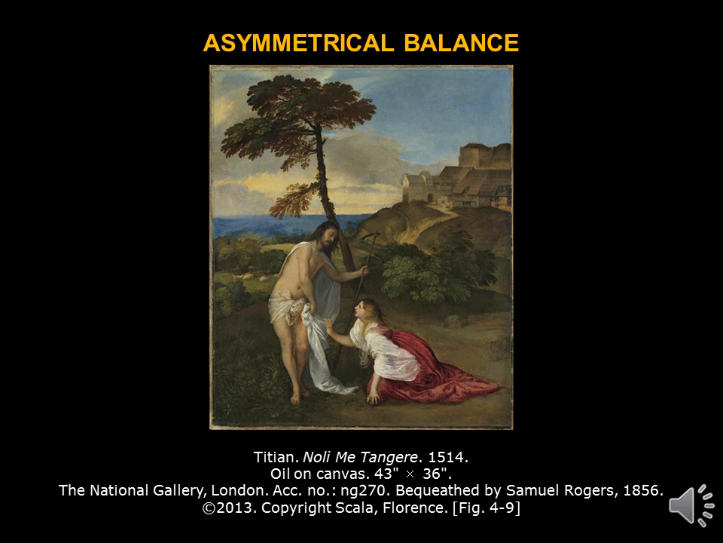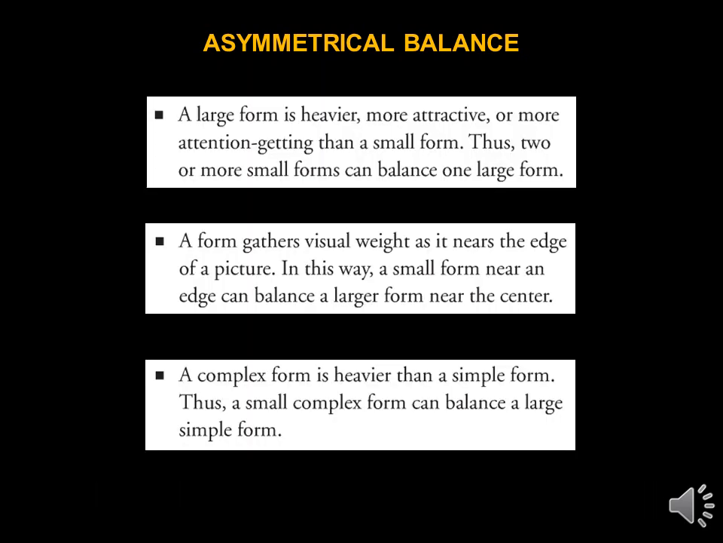To further explain some of the complexities behind asymmetrical balance, there are some principles about visual forms that we can look at. A large form is heavier, more attractive, or more attention-getting than a small form. Thus, two or more small forms can balance one large form. A form gathers visual weight as it nears the edge of a picture. In this way, a small form near an edge can balance a larger form near the center. And a complex form is heavier than a simple form. Thus, a small, complex form can balance a large, simple form.